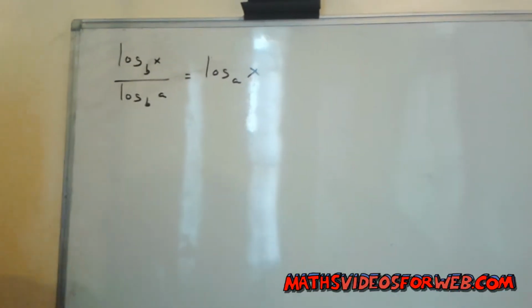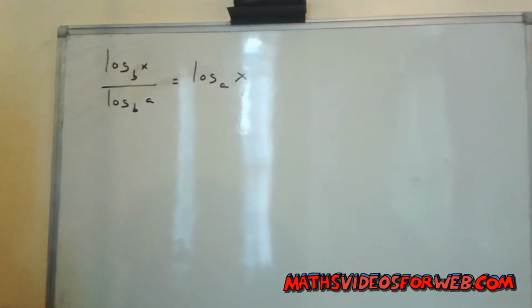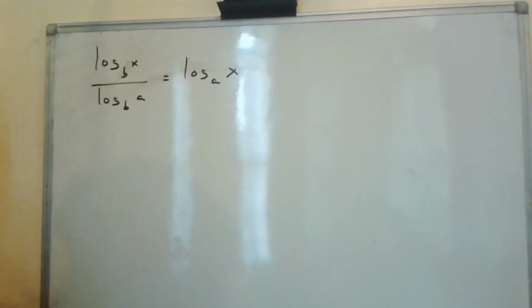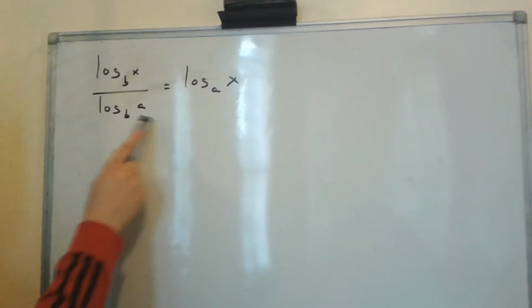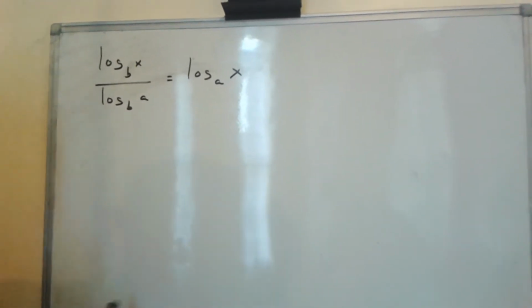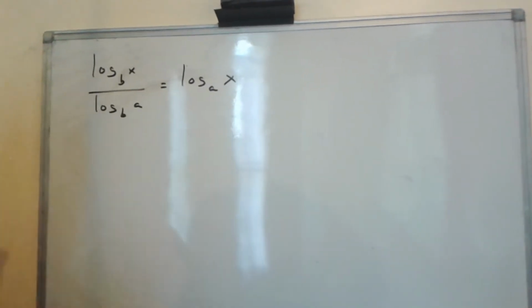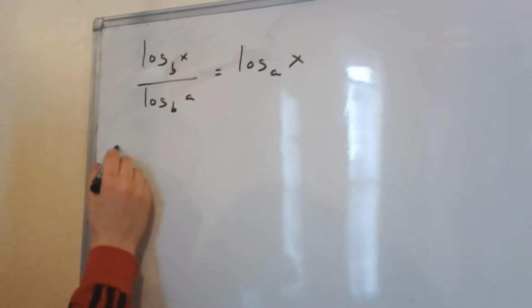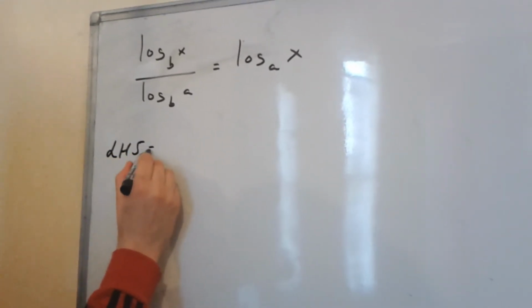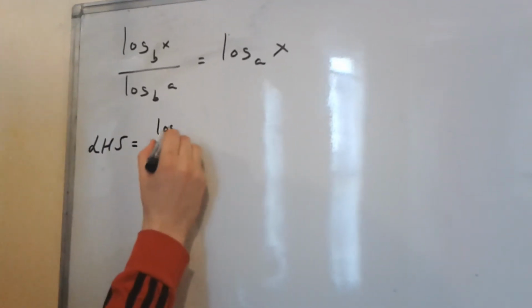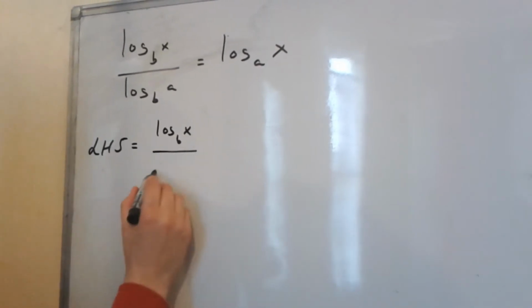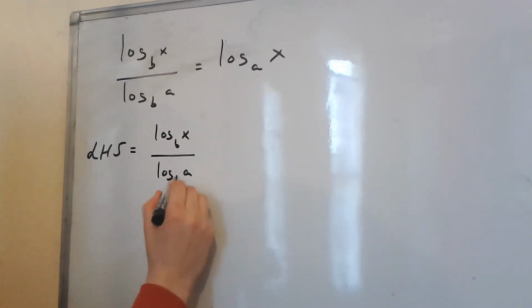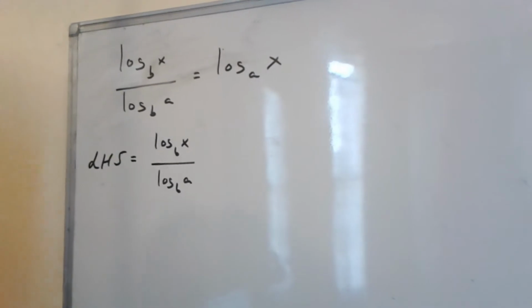So in this video, I'll be showing you how to prove that log x to the base b over log a to the base b is equal to log x to the base a. Now, first of all, what we're going to do is say that the left-hand side is equal to log x to the base b over log a to the base b.